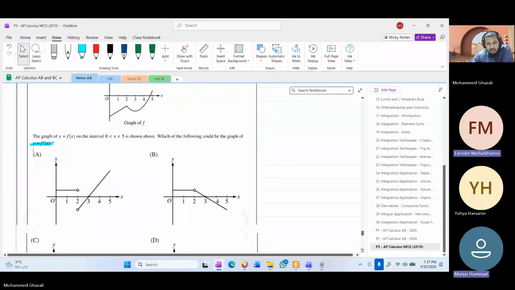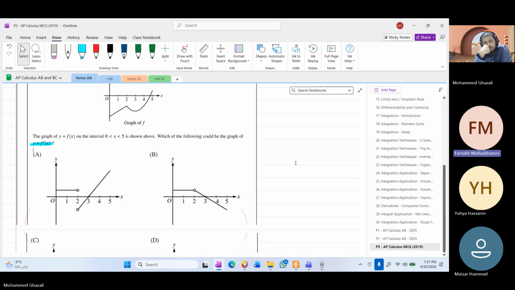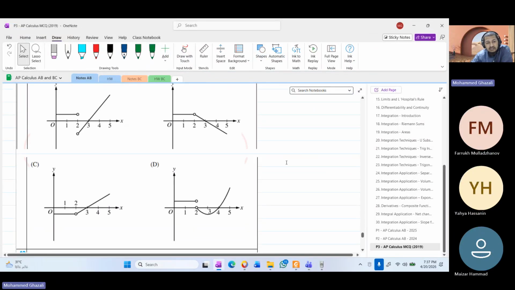Okay, let me think. We can eliminate A, right? Why do you eliminate it? Why are you eliminating A? Is it the jump? No, we're not talking about a jump. Can we go down to C and D? We are looking at the derivative graph.